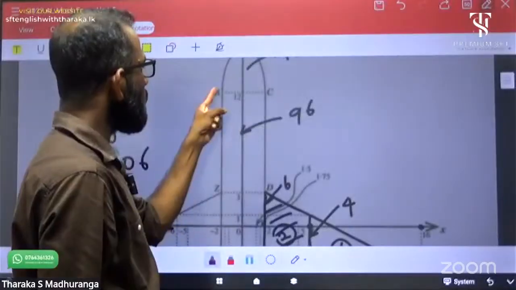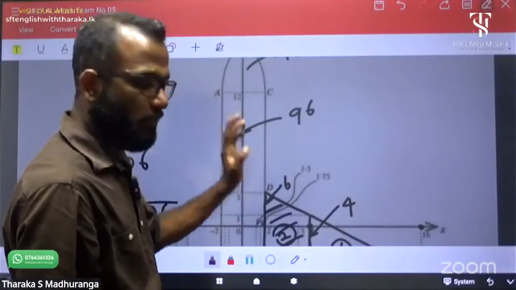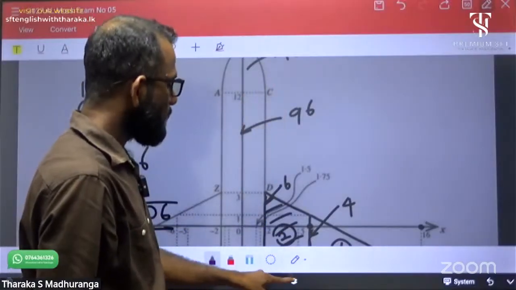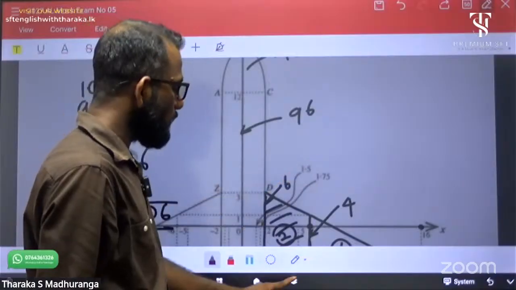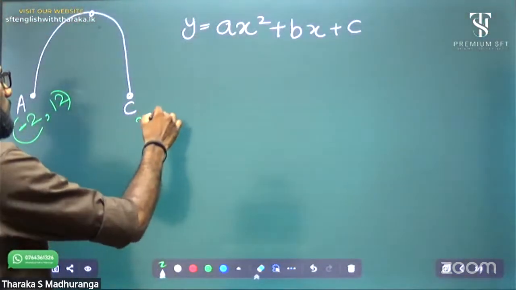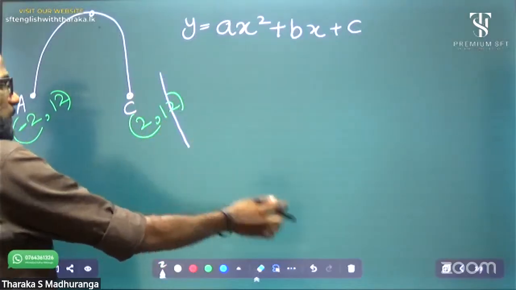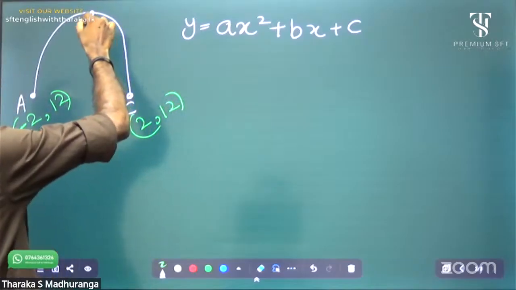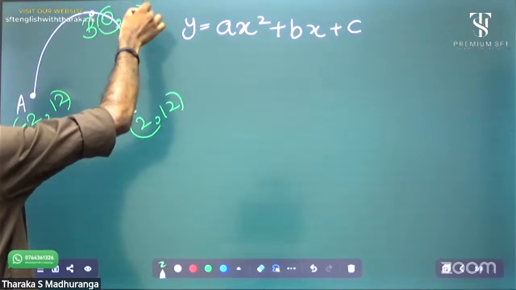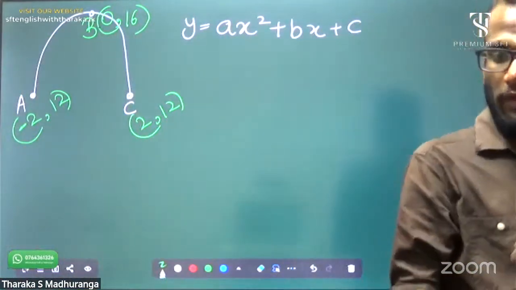See, this is the A coordinate. It is minus 2 as the x value, 12 as the y value. The C coordinate is plus 2 and 12. The B coordinates you already got in the previous answer. It is plus 2 comma 12. B is the vertex, 0 comma 16. In the previous part you got 0 comma 16 as the turning point coordinates.